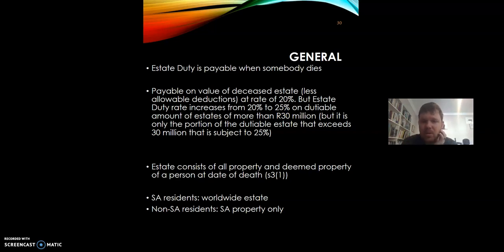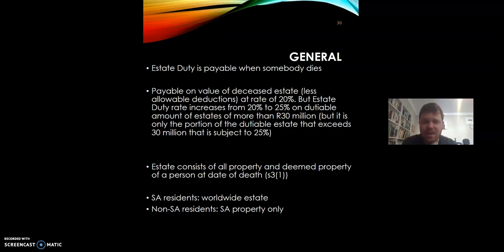How much needs to be paid? Well, it's payable based on the value of your deceased estate. Obviously, less allowable deductions. And what that basically means, it's the value of everything you own when you die. 20% of that is taken as estate duty. You are allowed an abatement that we'll talk about later, which reduces it. So you're only going to actually pay estate duty on assets above 3.5 million, just in case you get worried. But if you have a lot of assets, it can add up to quite a lot.